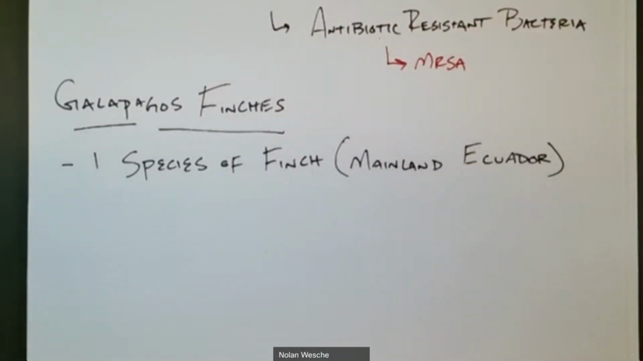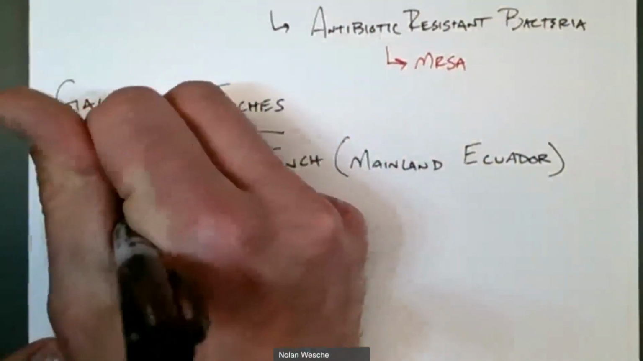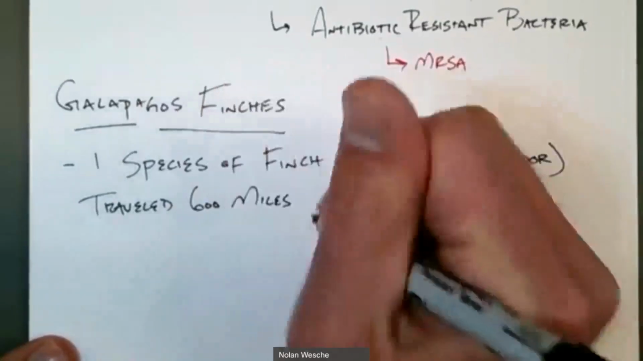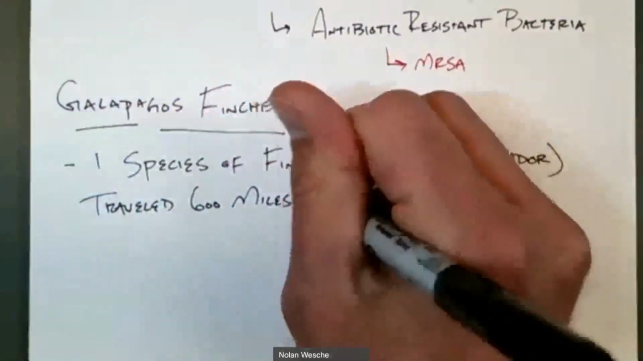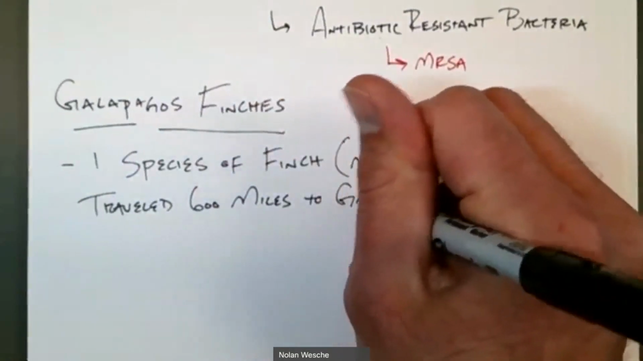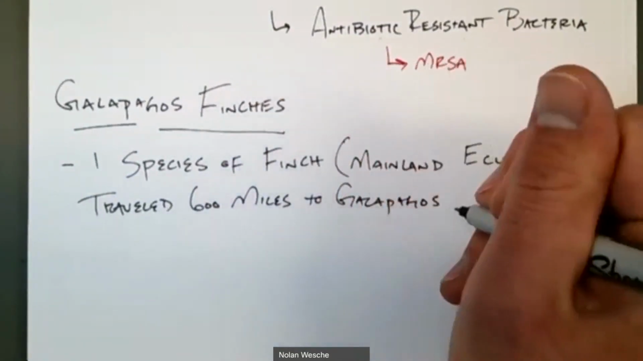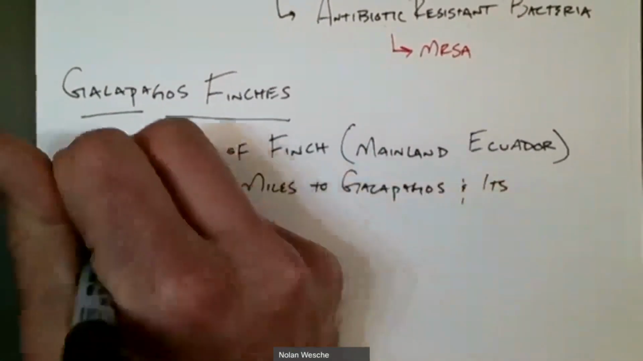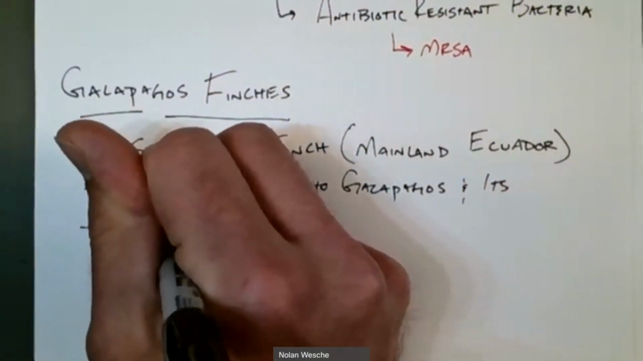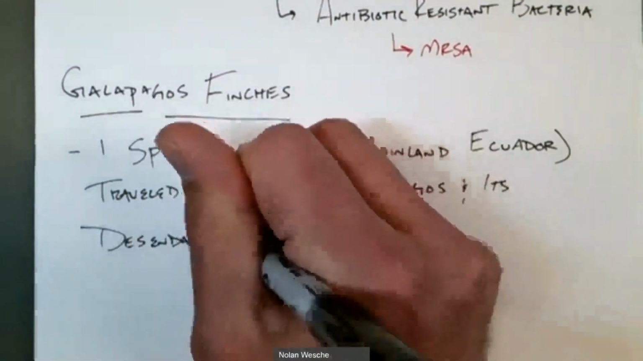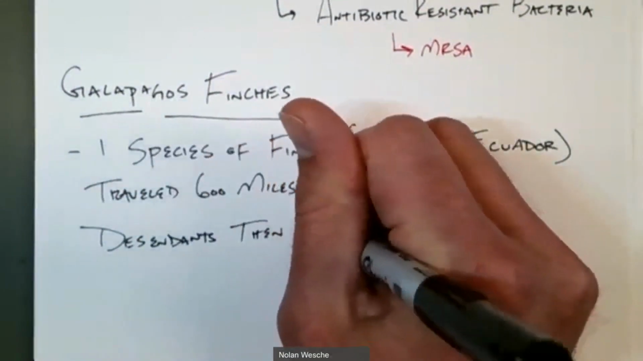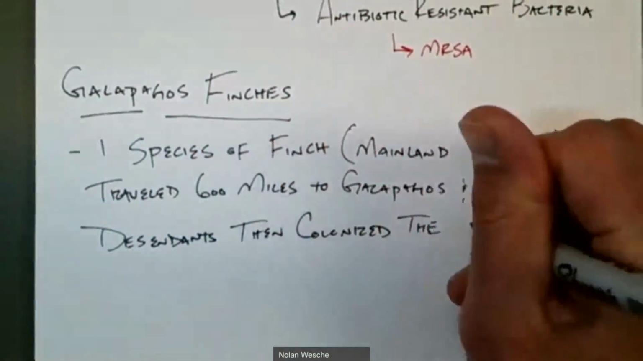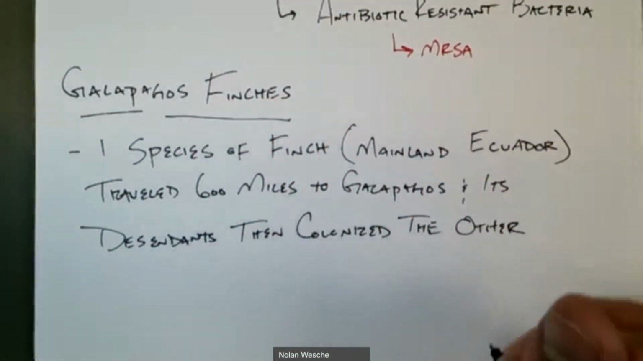And this one species made the trip 600 miles across an expanse of ocean to this archipelago we call the Galapagos. And then its descendants colonized the other islands in that archipelago. And again, we'll get a look at this here in just a second.